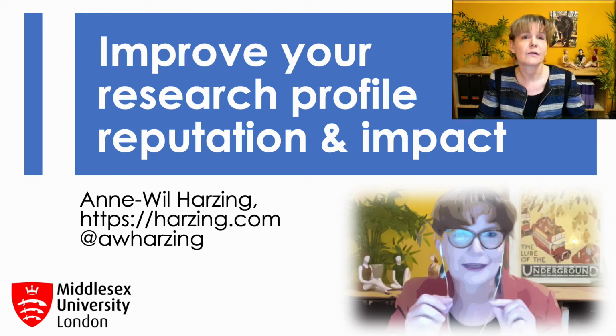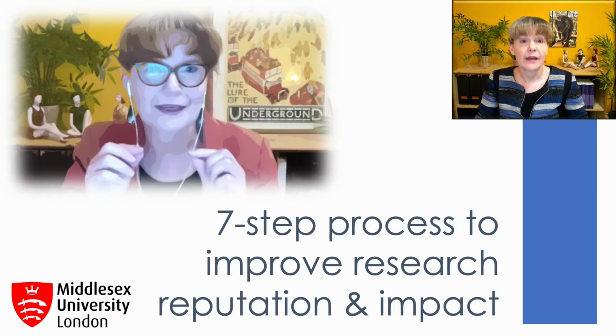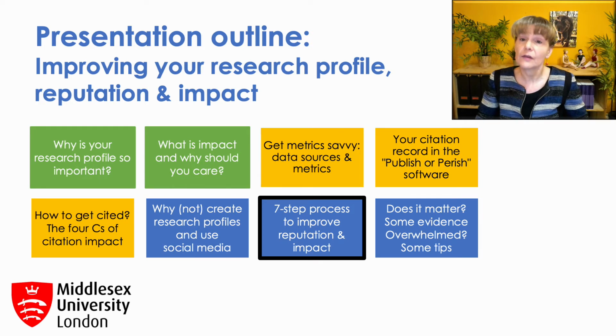This presentation consists of 8 sections that can be watched as freestanding videos or as part of a long playlist. So this is the 7th session in the 8-part series in which I will discuss a very simple 7-step process to improve your reputation and impact. Now, in the earlier presentations in this series we talked about research reputation, research impact, as well as various topics related to citation impact. If you are interested in these and haven't watched them yet, make sure you catch up with them at some stage.